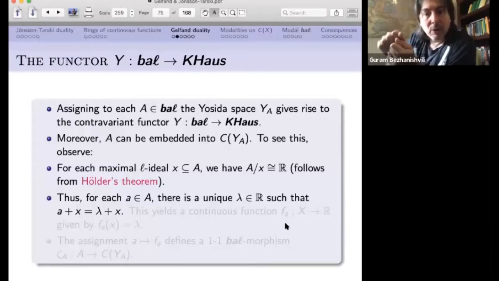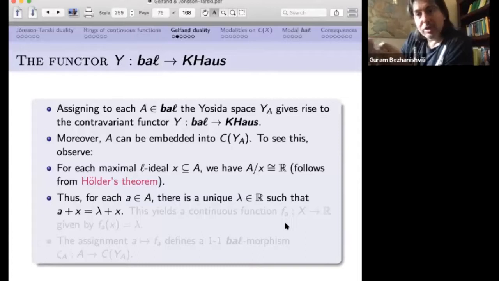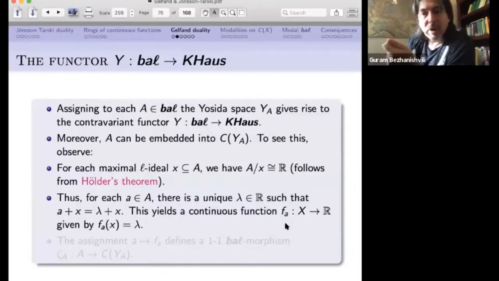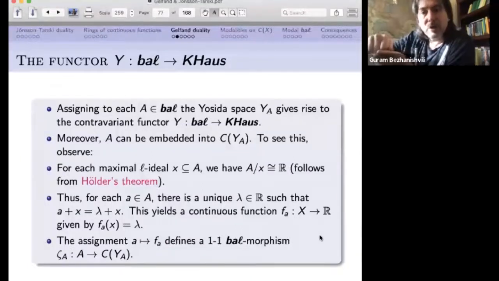And so now what you can do is that with each element A in our algebra, we can associate a unique real number in the following way: take the coset A plus X. This coset, because of Hölder's theorem, is determined uniquely by a unique real number. I'm calling it lambda, and this allows us to define a function, and this function will be the functional representation. This will be the representative of my element A. And now this assignment will give me an embedding of my algebra into the algebra of all continuous functions.